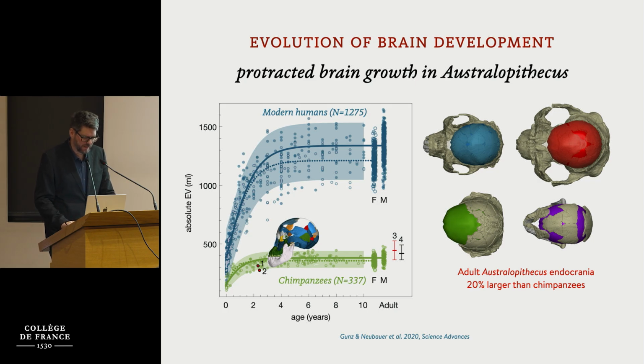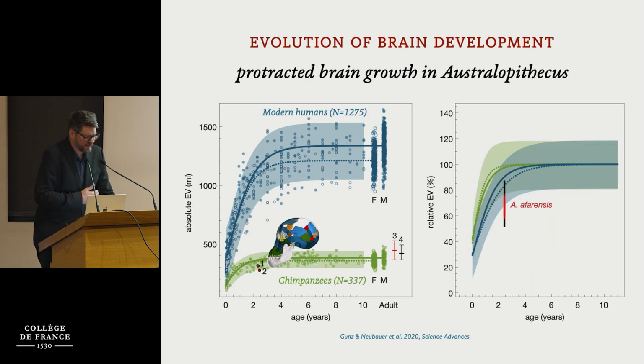There's another way to compare these growth curves. We can look at the relative endocranial volume. We can standardize the adult volume to 100%, and this makes it easier to compare the human and the chimpanzee growth pattern and see where the Australopithecines fall. What's striking are 2 things. A, there is some overlap, but it's clear that modern humans grow over a longer period of time. This is why their relative growth curve in blue is underneath the chimpanzee curve.